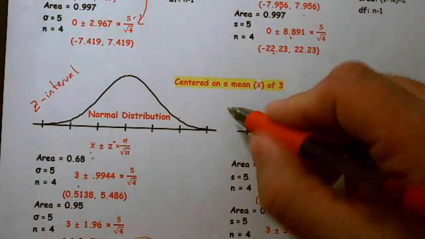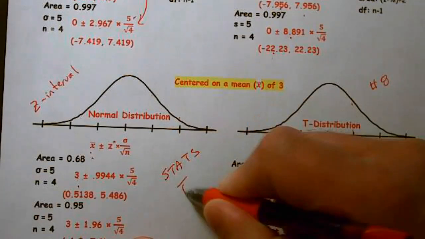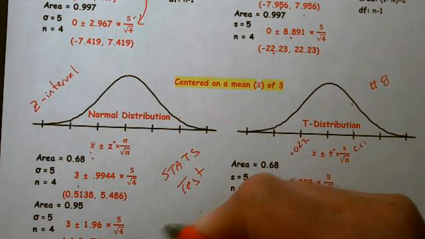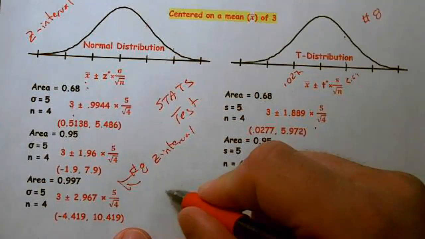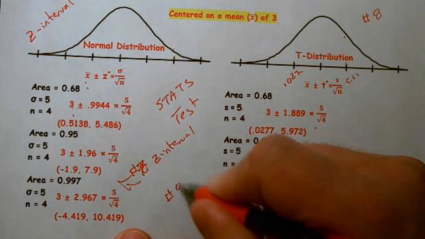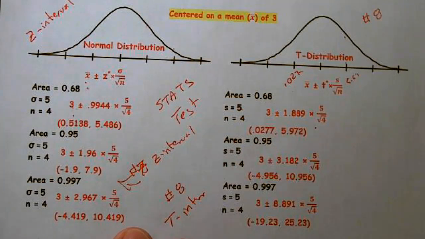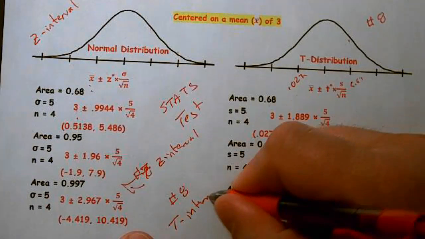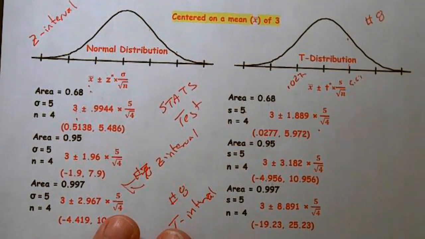And by the way, how did I get here real quickly? I did stats, test. This one was a number 8 t interval. And this is a number 7 z interval. This is a number 8 t interval. All right. So that will conclude this particular video, and we will work some more with it in just a moment. Continue working with the t.